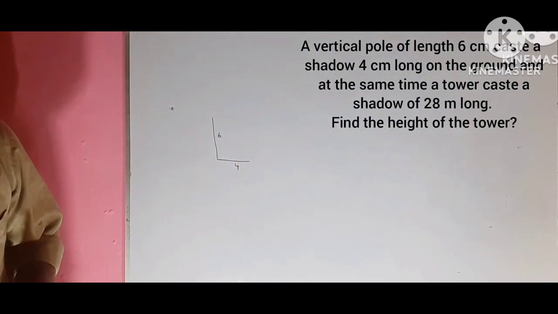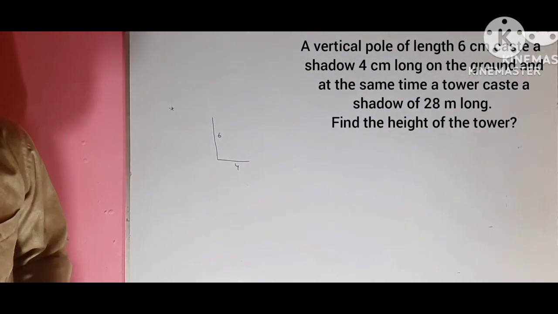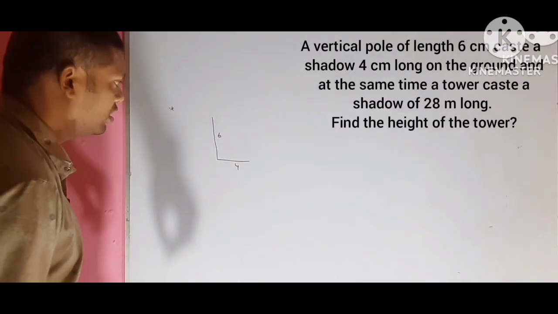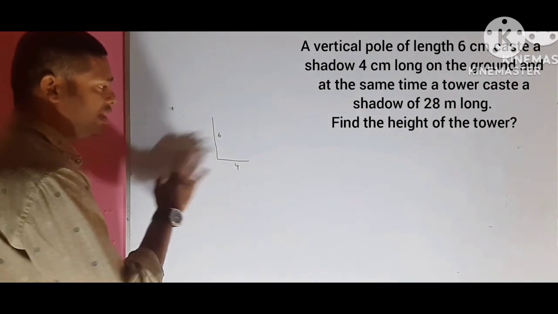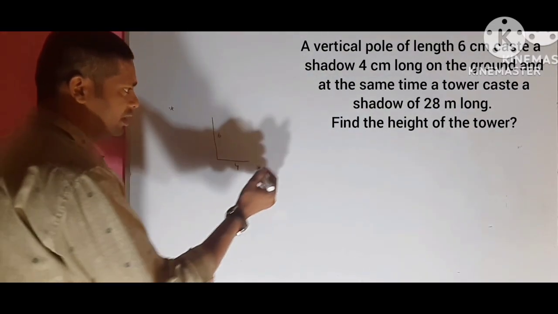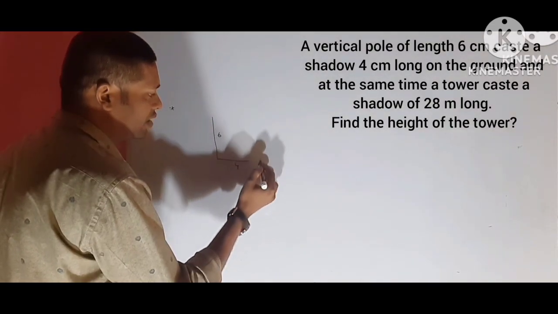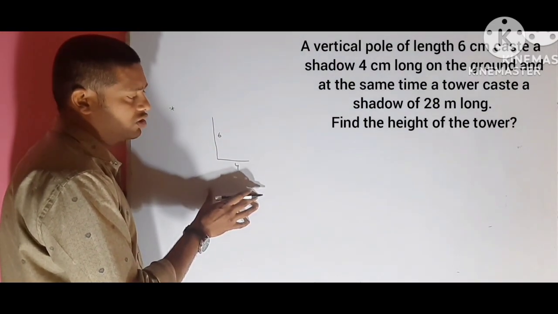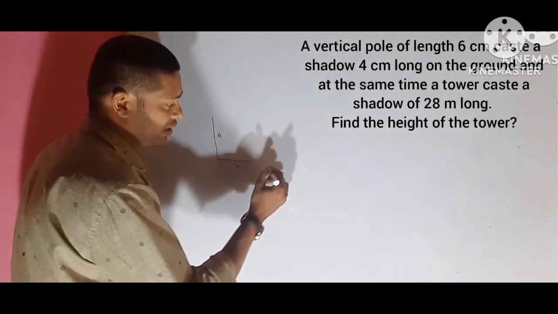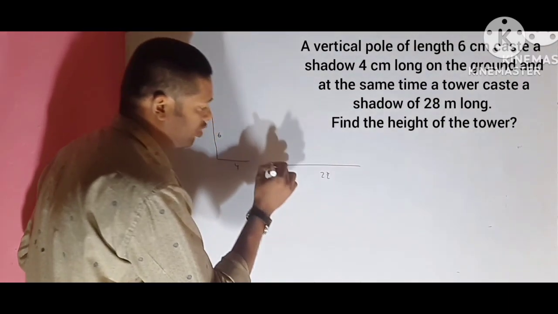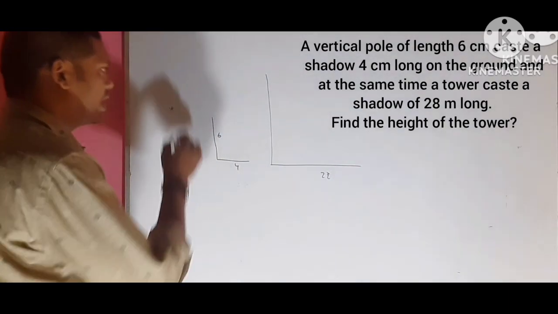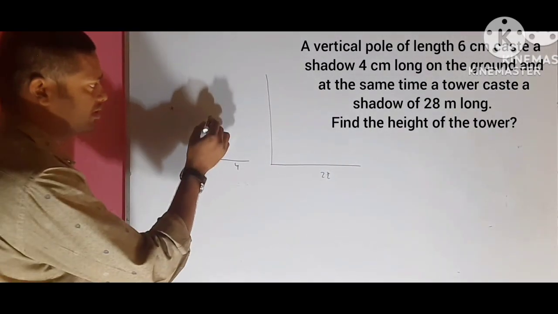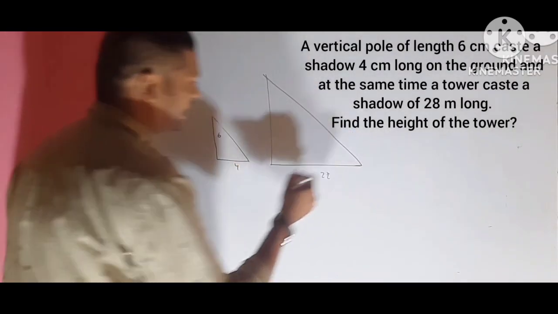After that, what they are saying is that at the same time a tower is there somewhere. It can be here, anywhere. So if the tower is here, the tower will be big. First you have to decide whether the tower is bigger than this one or smaller. If you see, the length of the shadow is bigger, 28 meter. So obviously the tower will be the bigger one. And if the sun is here, the shadow will be like this. So these are two individual triangles.